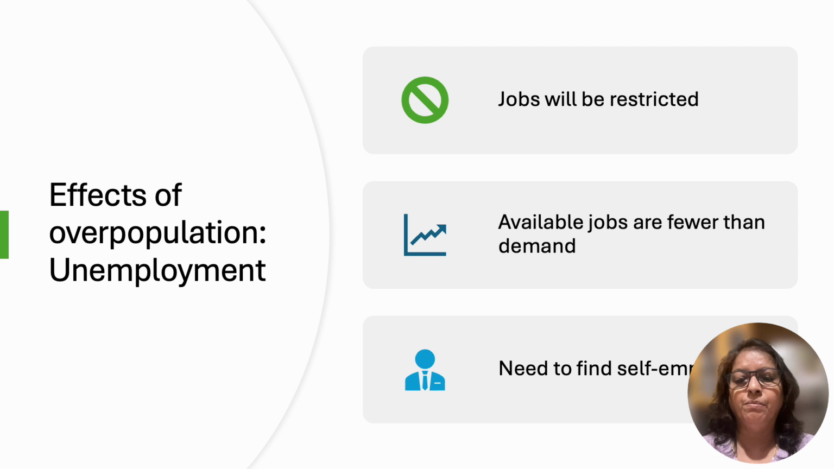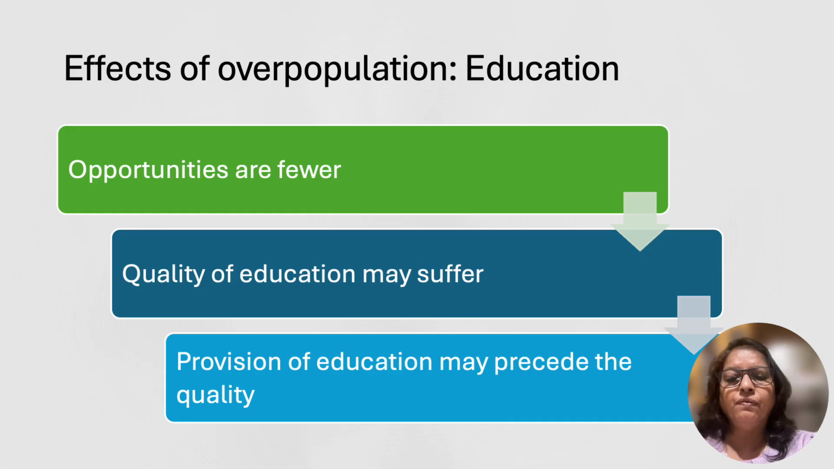One more is unemployment. When there are too many people looking for jobs, the jobs are few and far between. The jobs have to be distributed among those who want the jobs. So available jobs are fewer, and that's why people need to have self-employment. Self-employment is not easy. There has to be sufficient resources and infrastructure created by the government or by society for self-employment.